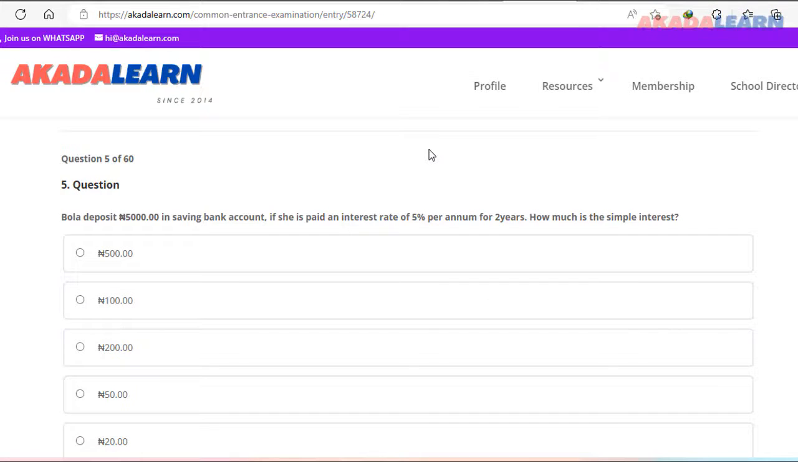Question 5 says Bola deposits 5,000 naira in the savings bank account. If she is paid an interest rate of 5% per annum for 2 years, how much is the simple interest? So we can see the options here. Let's go over to the solutions area and see how we get the answer.